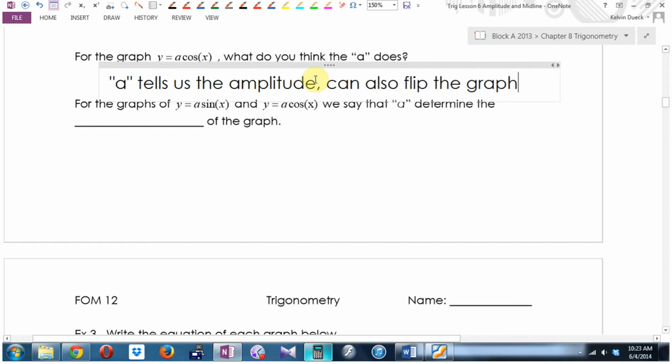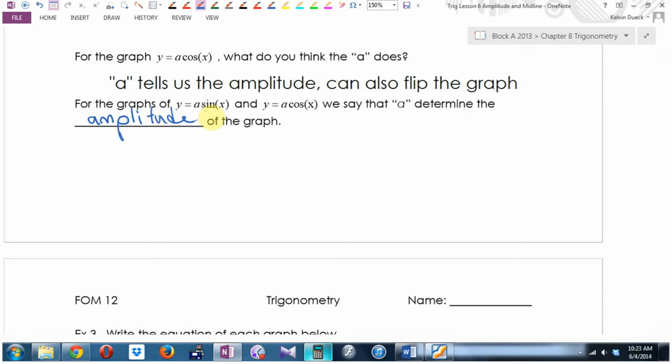Key idea for the graphs of y equals a sine x and a cos x, we say that a determines the amplitude of the graph. Sine and cosine have an amplitude of a, and if there's no number there, a is an invisible 1. Sine and cosine have an amplitude of 1. They go 1 up, 1 down, 1 up, 1 down. They go a up, a down, a up, a down.